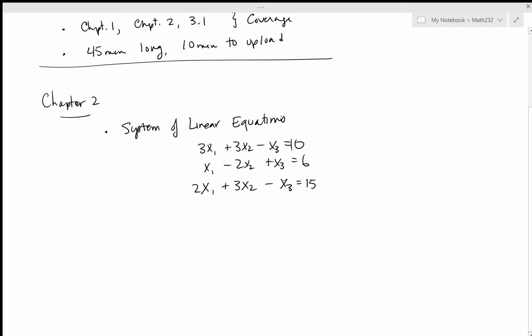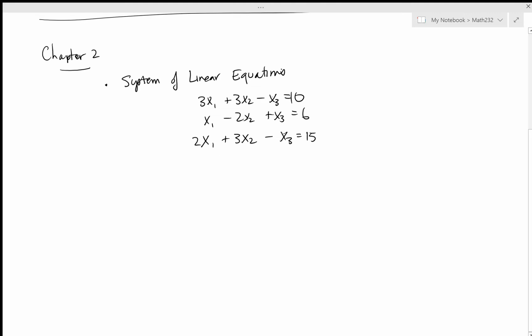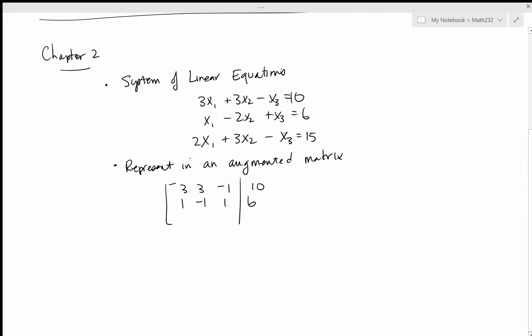It means we have more than one of them. We can have some number of variables. In this case, I've got 3 variables, and we can have some number of equations. So we know what that is, and then we learned how to represent this in an augmented matrix. I'll represent this linear system in an augmented matrix. That would be 3, 3, minus 1, 10; 1, minus 1, 1, 6; 2, 3, minus 1, 15. So we learned how to represent it in an augmented matrix.